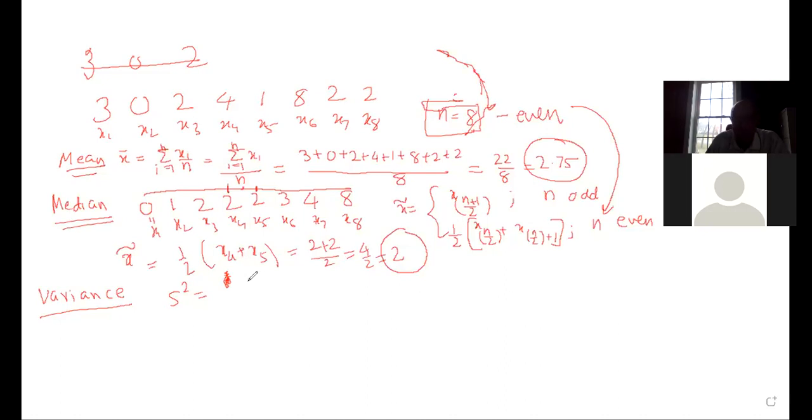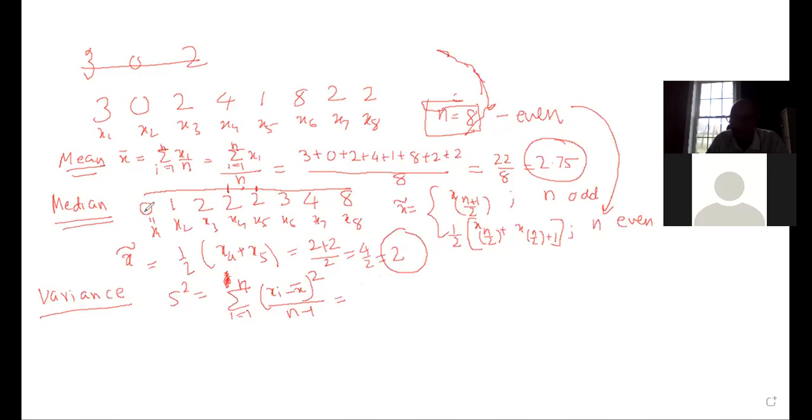So S square is equal to summation, i is equal to 1 to n, xi minus x bar, that is my mean, whole square divided by n minus 1. This is the definition for the variance. So what are we going to do?